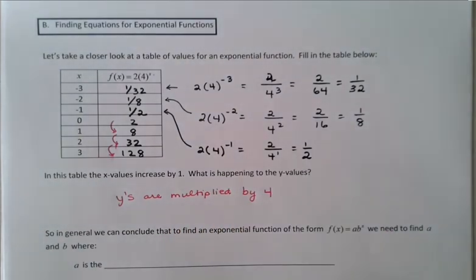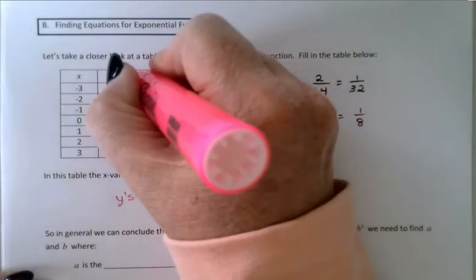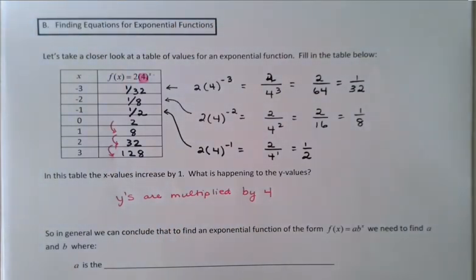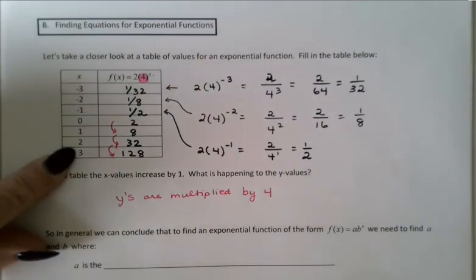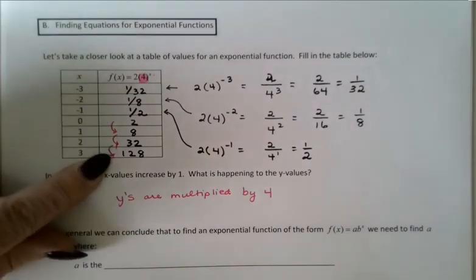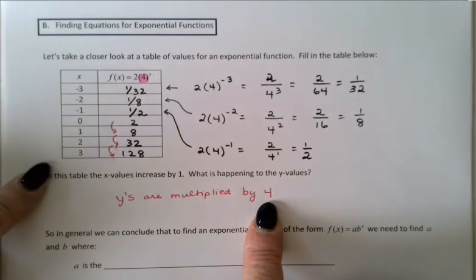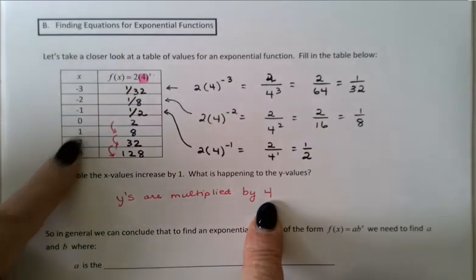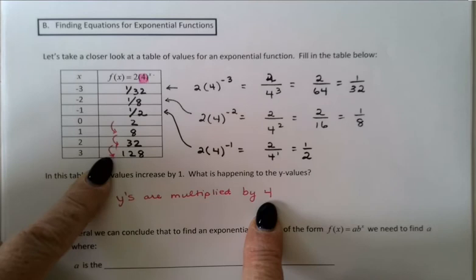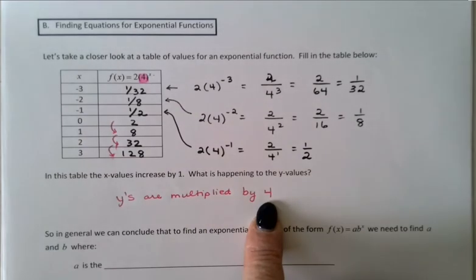The fact that the multiplier is 4 is no coincidence. 4, remember, was actually just the base of our exponential function. So if I've got a table of values where the x's go up by 1, and the y values are consistently being multiplied by the same thing every time, what I have is a table of values for an exponential function, and the constant multiplier gives me the base.